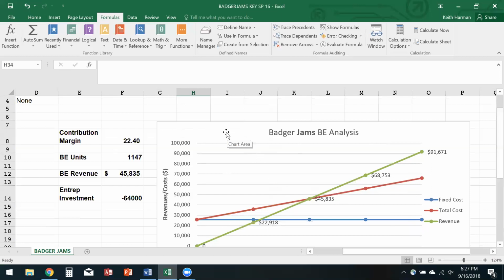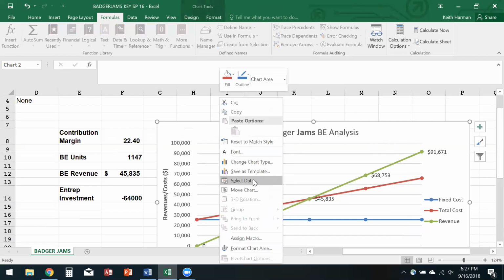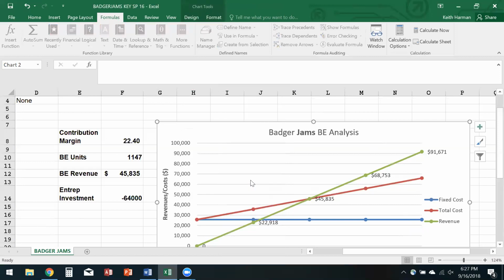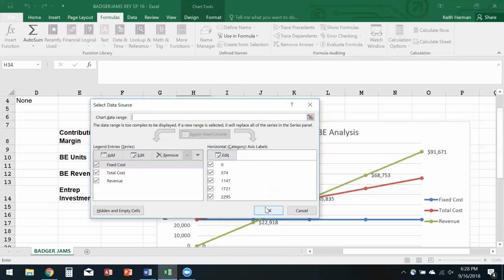Now, I'm going to show you just a little bit about the charting on this. So I'm going to click in here, and we're going to look at select data. And this is how the chart's put together. Okay. Now the Legend series, they have fixed costs, total cost, and revenue. The Legend is the y-axis. And you'll notice on the horizontal or the categorical axis, they have the labels, and that's the number, and that's the sales.